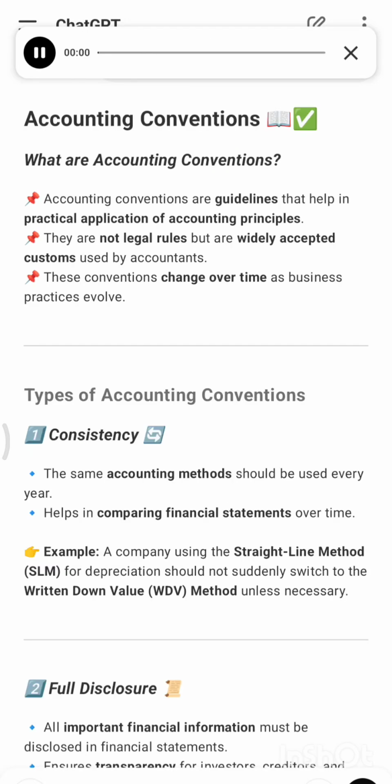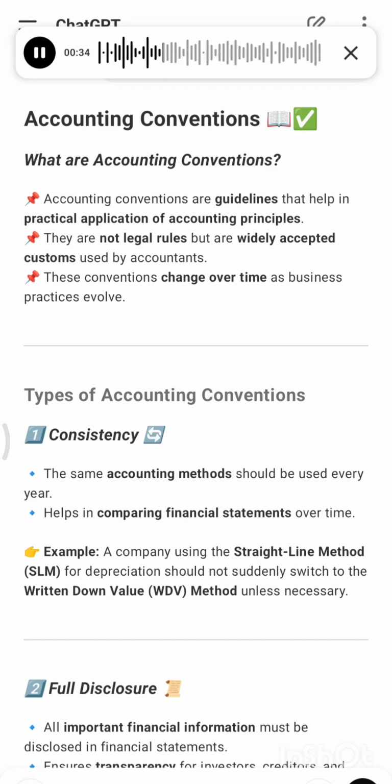Accounting conventions. What are accounting conventions? Accounting conventions are guidelines that help in practical application of accounting principles. They are not legal rules, but are widely accepted customs used by accountants. These conventions change over time as business practices evolve. Types of accounting conventions. Consistency. The same accounting methods should be used every year. Helps in comparing financial statements over time.